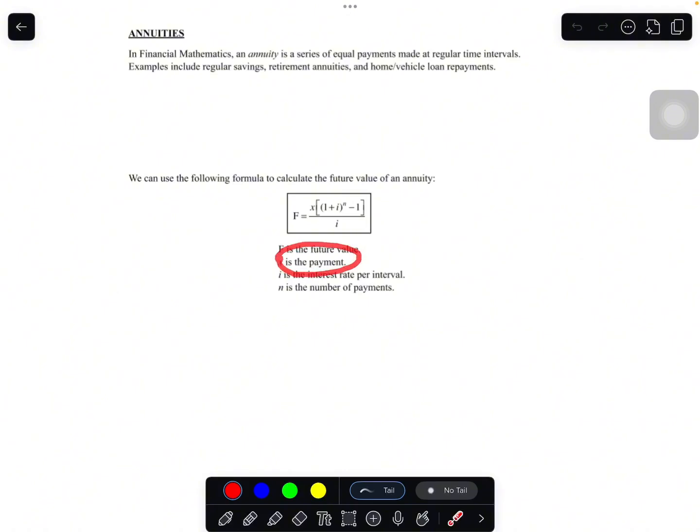X is the payment, this is the value that it will be in the future. Your I is your interest rate per interval, and your N is your number of payments for the entire period. If a payment is made immediately, you must include that as an extra payment. Okay, I hope you guys understand. We're going to go straight into an example. If you have any questions on definitions or how this works, we're going to go through it.